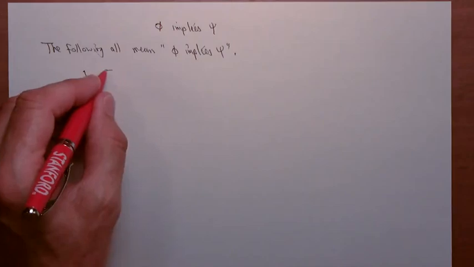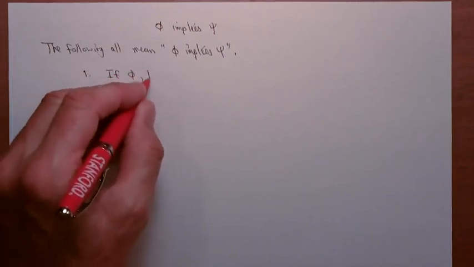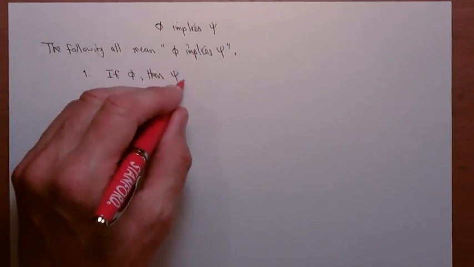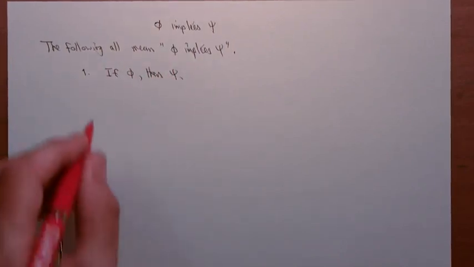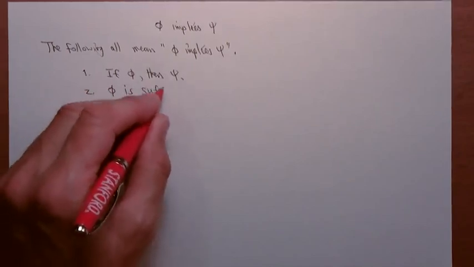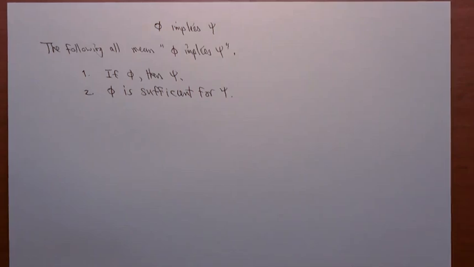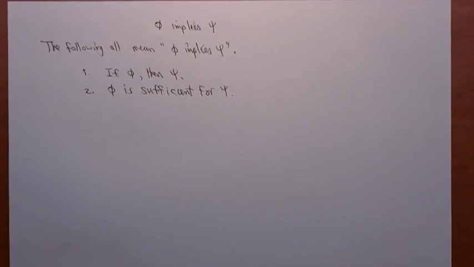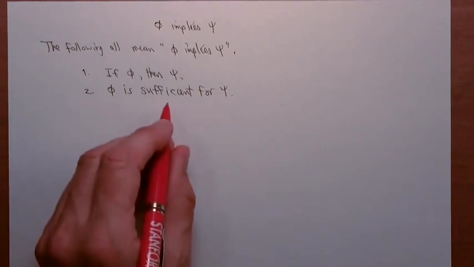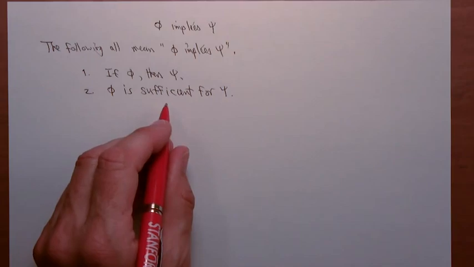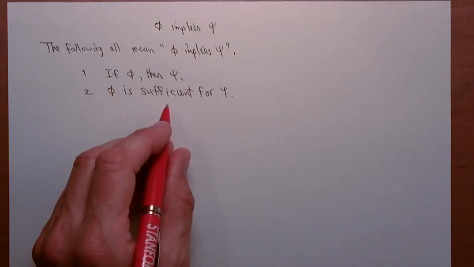1. If phi, then psi. Okay, that's very obvious. 2. Phi is sufficient for psi. In order to conclude that psi, it suffices to know phi. Well, on the face of it, that's fairly straightforward, but in complicated situations, people can sometimes get misled by the use of the word sufficient. The use of the word sufficient is by no means the most problematic in the context of implication.